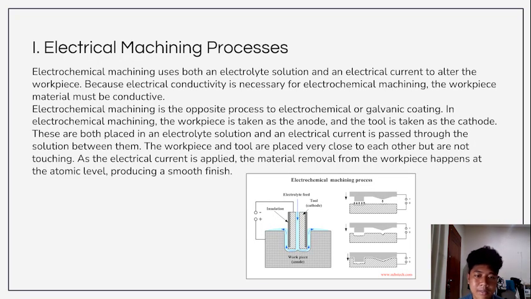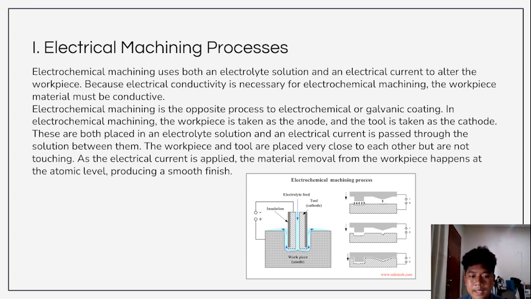Next is electrochemical machining process. Electrochemical machining uses both an electrolyte solution and electrical current to alter the workpiece. Because electrical conductivity is necessary for electrochemical machining, the workpiece material must be conductive. Electrochemical machining is the opposite process to electrochemical or galvanic coating. In electrochemical machining, the workpiece is taken as the anode, and the tool is taken as the cathode.